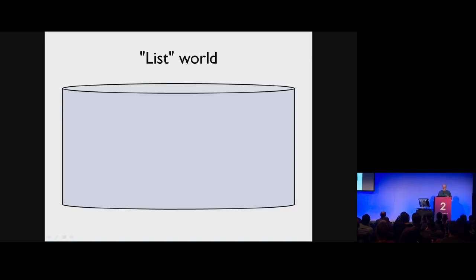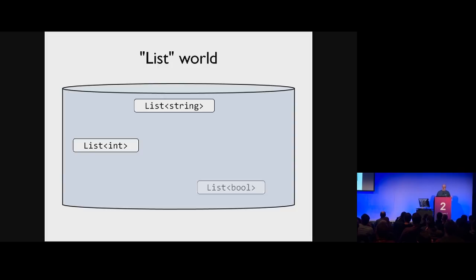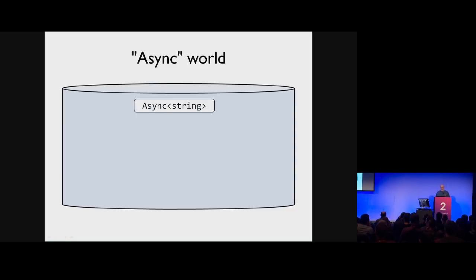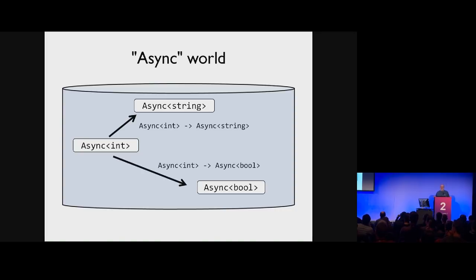And same thing with list worlds. In list worlds, everything is lists of things. There's lists of strings and lists of ints and lists of booleans. And all the functions turn lists into lists. Well, you know, so this is my little analogy for these worlds, and it's going to be quite an important concept. We're going to be talking about these worlds quite a lot. And async is another world. Everything, you can see how it's going, right? You can see the pattern here.